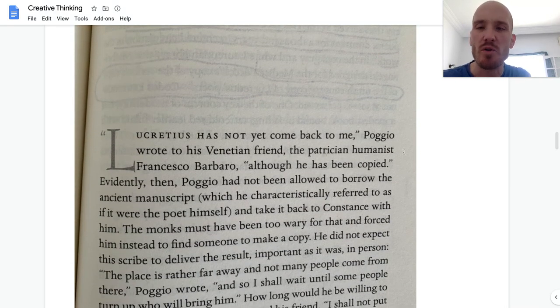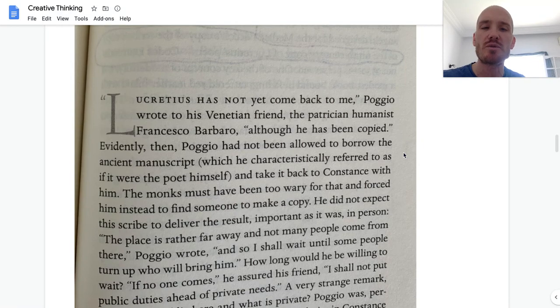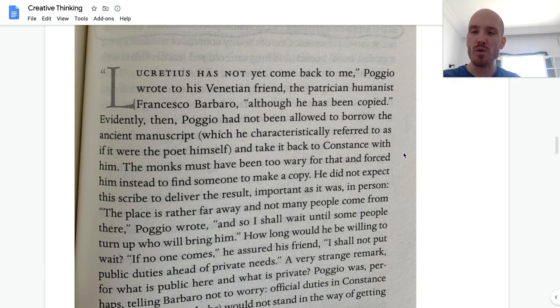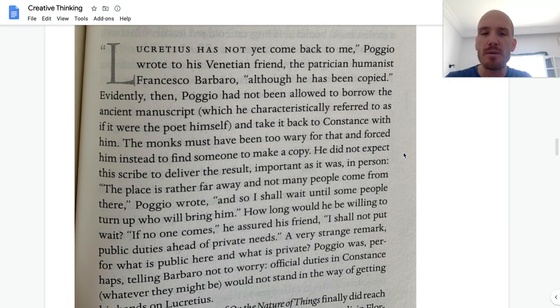Lucretius has not yet come back to me. Poggio, I guess Poggio, wrote to his Venetian friend, the patrician humanist Francesco Barbero, although he had been copied. Evidently then, Poggio had not been allowed to borrow the ancient manuscript, which he characteristically referred to as if it were the poet itself, and take it back to Constance with him. The monks must have been too wary for that, and forced him instead to find someone to make a copy. He did not expect this scribe to deliver the result, important as it was, in person. The place is rather far away, and not many people come from there, Poggio wrote, and so I shall wait until some people turn up who will bring him.